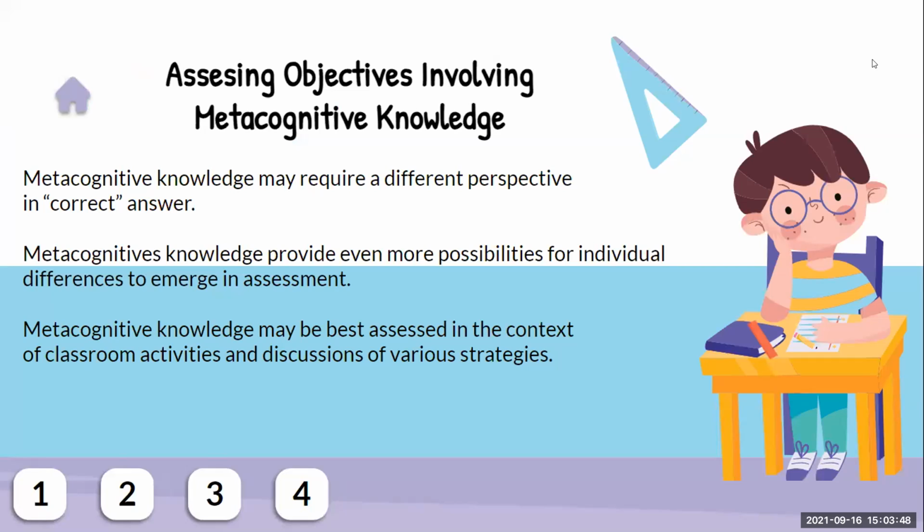The next one is assessing objectives involving metacognitive knowledge. Metacognitive knowledge may require a different perspective on the correct answer. Metacognitive knowledge provides even more possibilities for individual differences to emerge in assessment. Metacognitive knowledge may be best assessed in the context of classroom activities and discussion of various strategies.